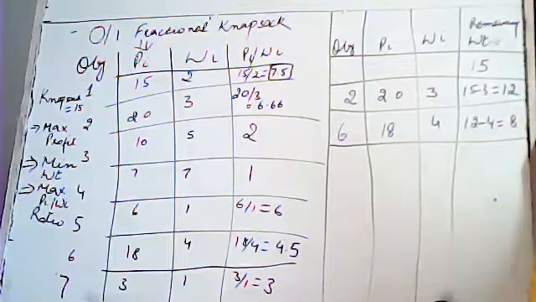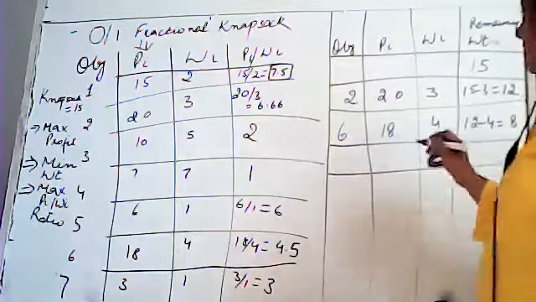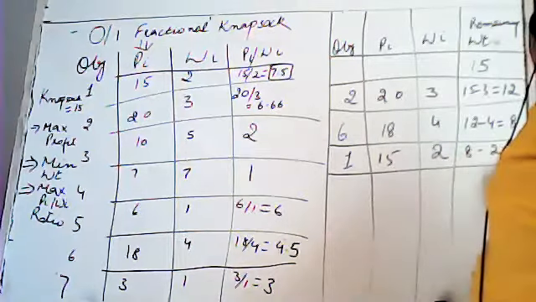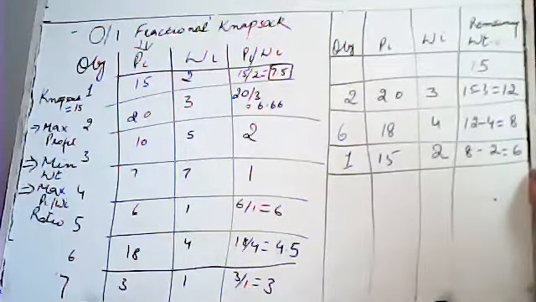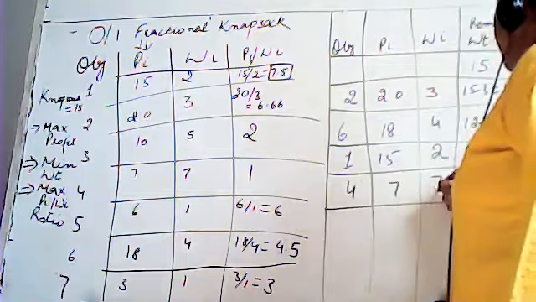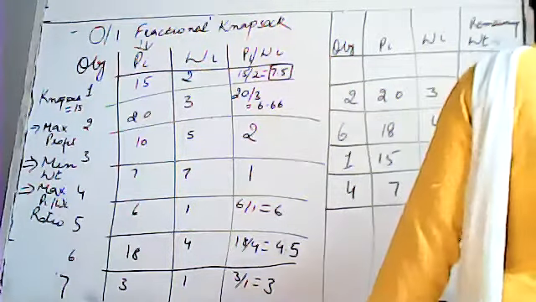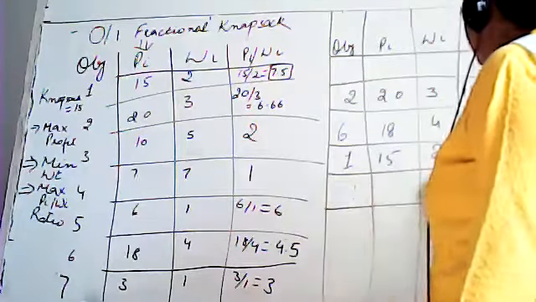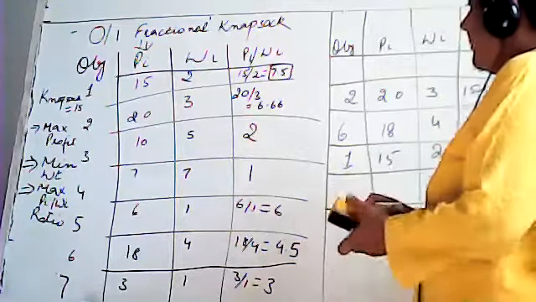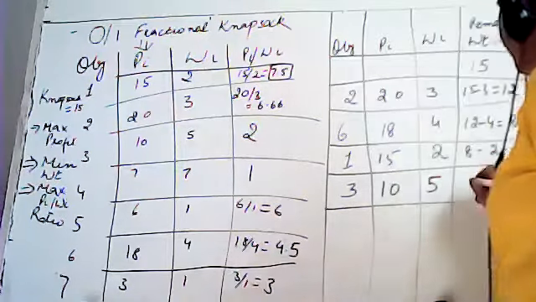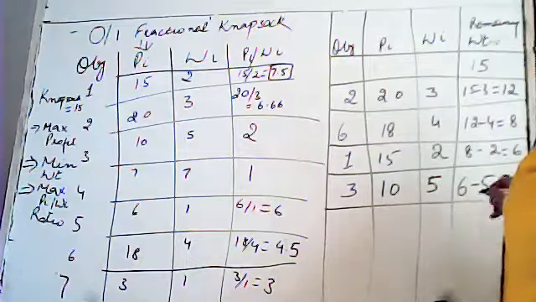Next, we have to pick object 1, profit is 15, weight is 2. 8 minus 2 would be 6. Next, which object will you be picking? Object number 3, profit is 10, weight is 5. So 6 minus 5 would be 1.